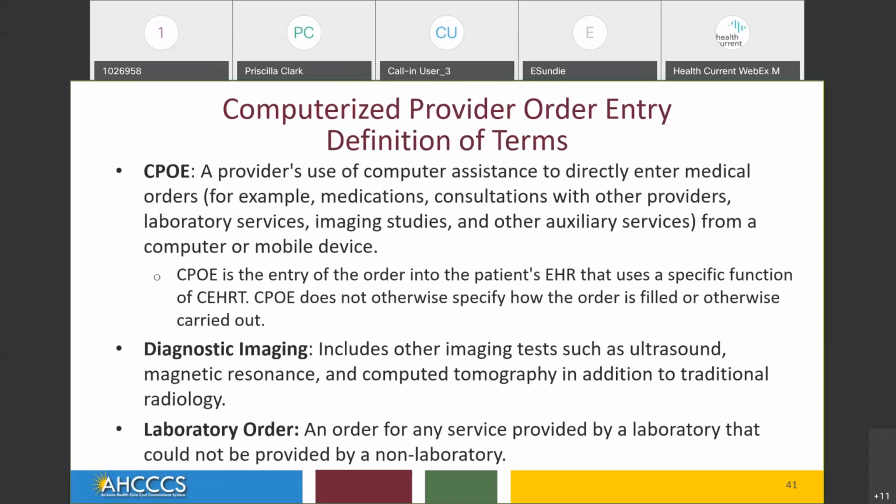Diagnostic imaging includes other imaging tests such as ultrasound, magnetic resonance, and computed tomography in addition to traditional radiology. A laboratory order is an order for any service provided by a laboratory that could not be provided by a non-laboratory.